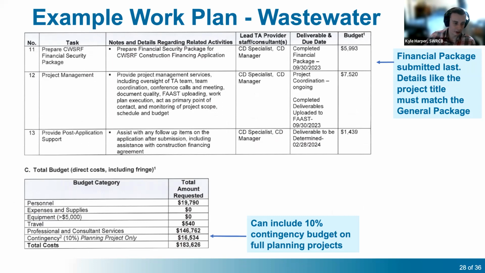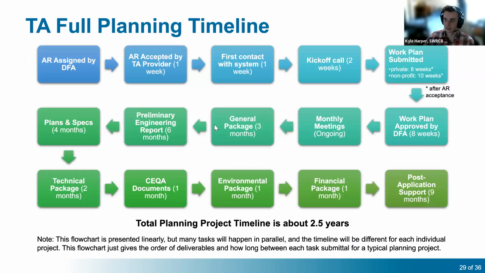And then again, I also included a budget table just to point out that since this is a full planning project, we can include a 10% contingency budget on this. And that is it for the wastewater work plan example. It is pretty similar to the drinking water example we gave, but we just want to point out the key differences between the two. Next, we'll be jumping to the TA full planning timeline.